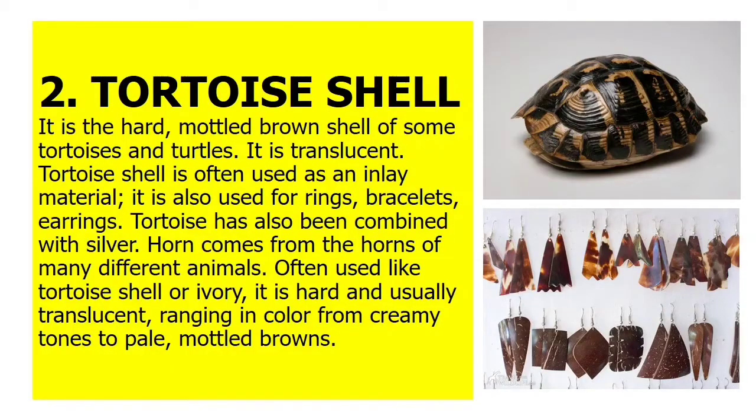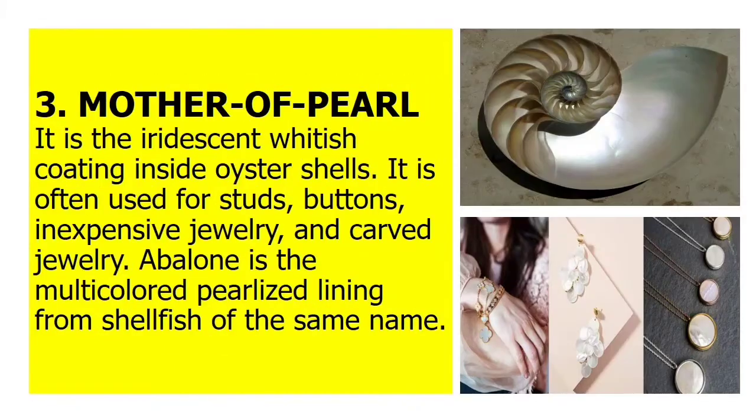Horn comes from the horns of many different animals, often used like tortoise shell or ivory. It is hard and usually translucent, ranging in color from creamy tones to pale, mottled browns.